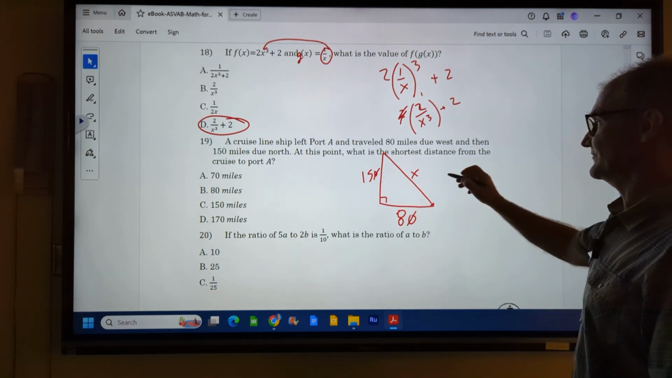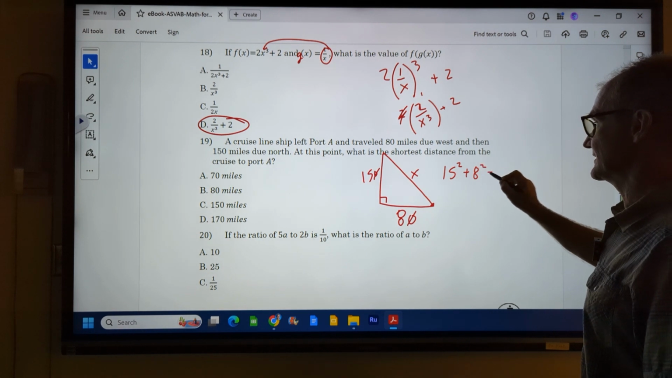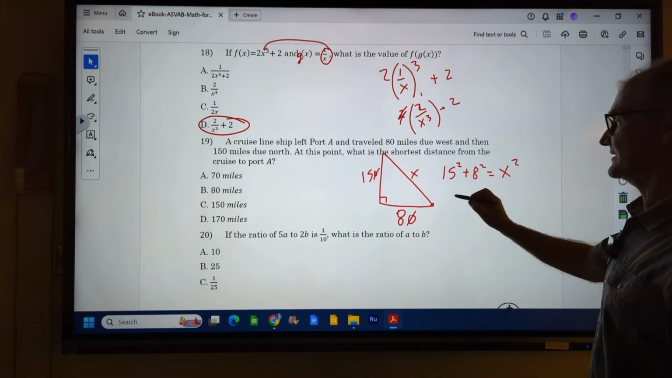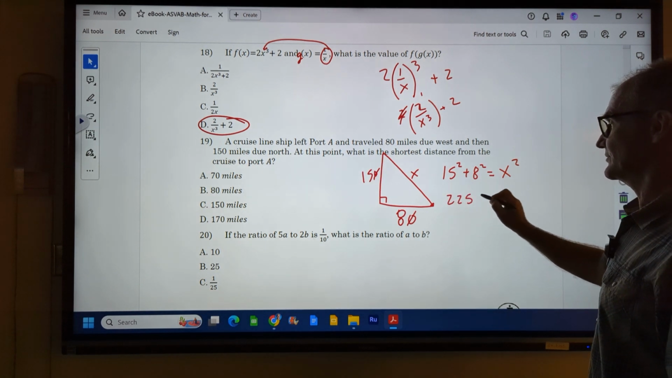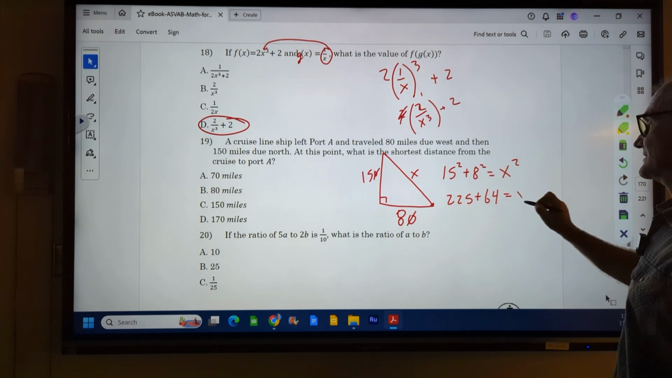So then I have 15 squared plus 8 squared equals hypotenuse squared, x squared. 15 times 15 is 225 plus 8 squared, 64 equals x squared.